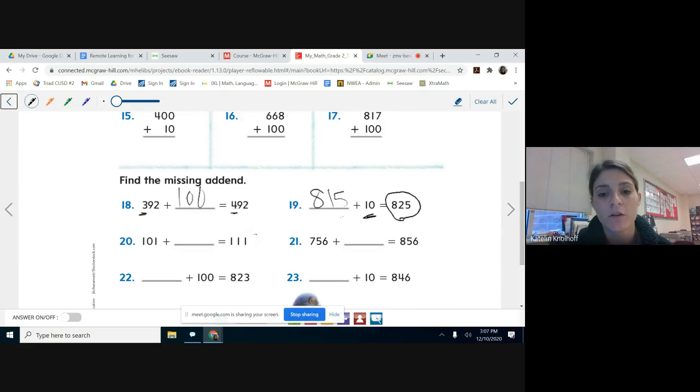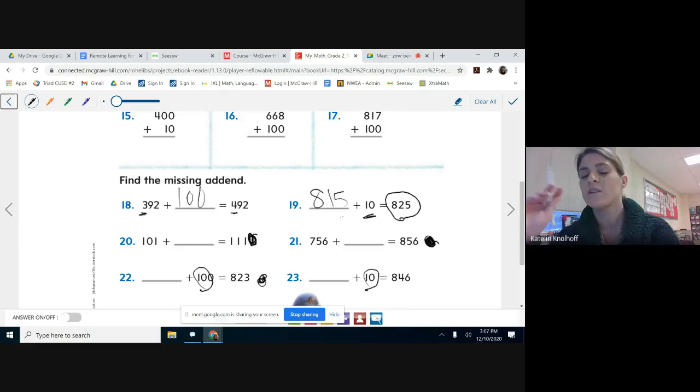Okay, so this one, number 20, you're going to look for what place value is changing, and that'll help you answer it. 21, you're going to look for what place value is changing, and that will help you answer it. 22, you're going to have to go backwards by this number. And 23, you're going to have to go backwards by this number to get your answers. Just some helpful hints, because I know that can be kind of tricky. All right, let's go on to our word problems.